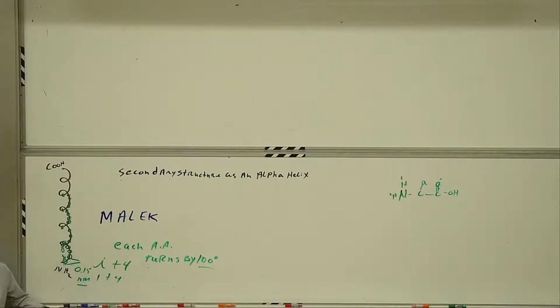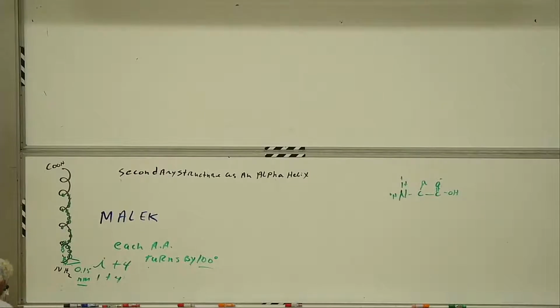So any questions on that? Yeah? Can you clarify exactly what the I+4 means? Is it telling you how many hydrogen bonds? What are we talking about with the I+4? That's really the question.